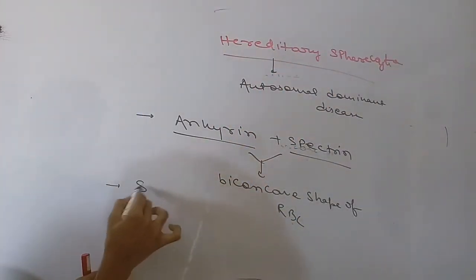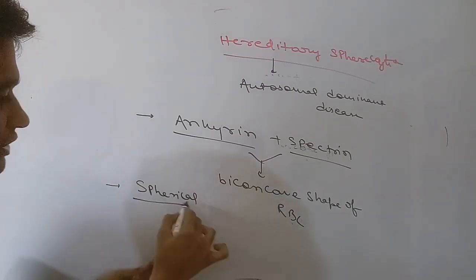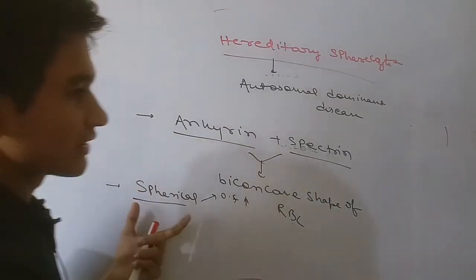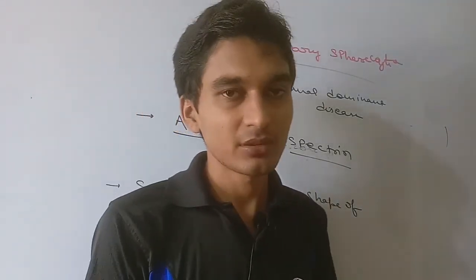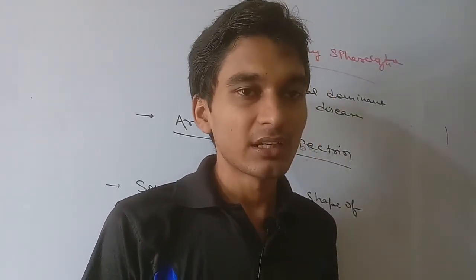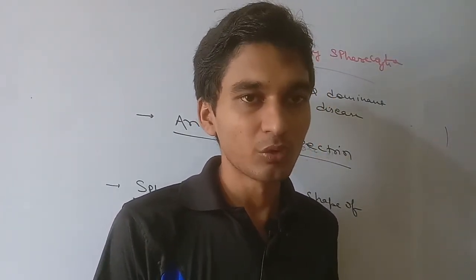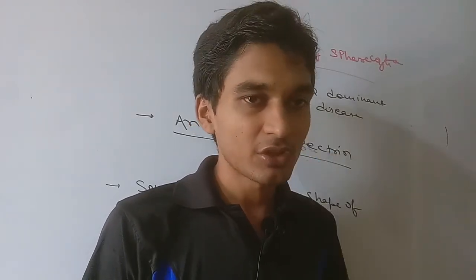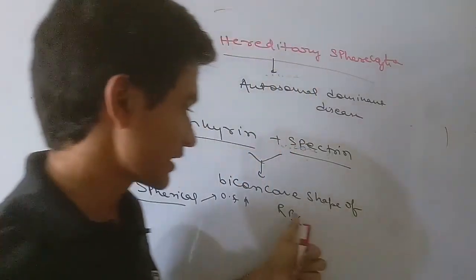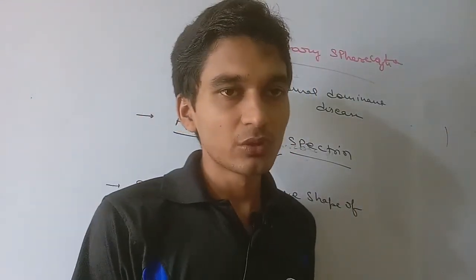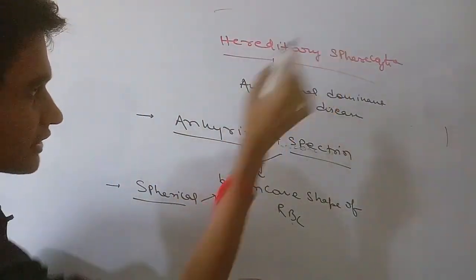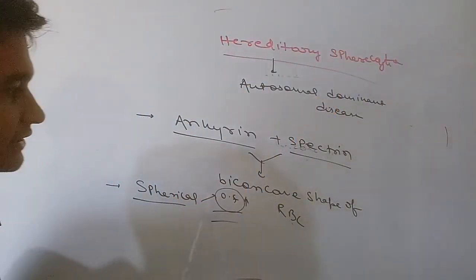And if the RBC becomes spherical in nature, then its osmotic fragility will increase because it cannot withstand hypotonic solution very much. We have discussed that a biconcave cell can withstand hypotonic solution more than a spherical cell, because a biconcave cell is first converted into a spherical cell and then undergoes bursting, so it gets more time. But a spherical cell placed in hypotonic solution will undergo bursting. So hereditary spherocytosis will increase your osmotic fragility.